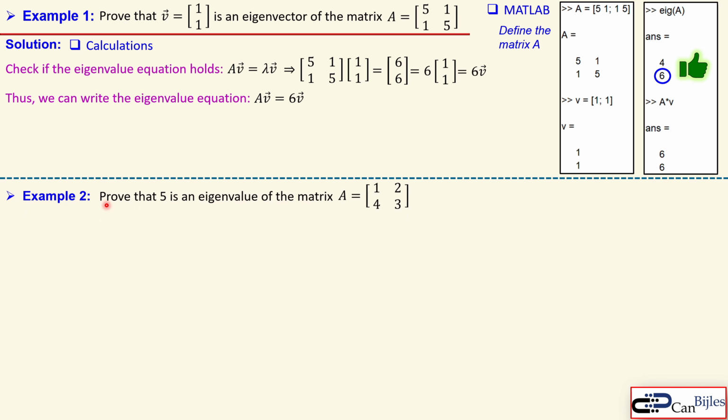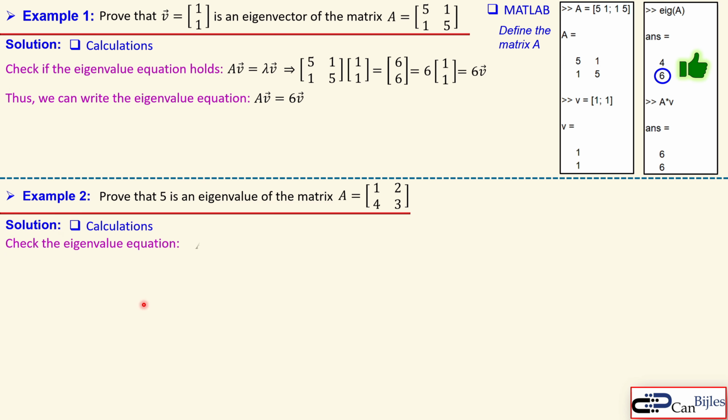Now we need to prove in a different way that 5 is an eigenvalue of this new matrix A: 1, 2, 4, 3. How do we do that? Again, we look at the equation of the eigenvalue problem. So the eigenvalue equation again needs to hold. And in this case we need to use the 5 to determine that this is indeed an eigenvalue.